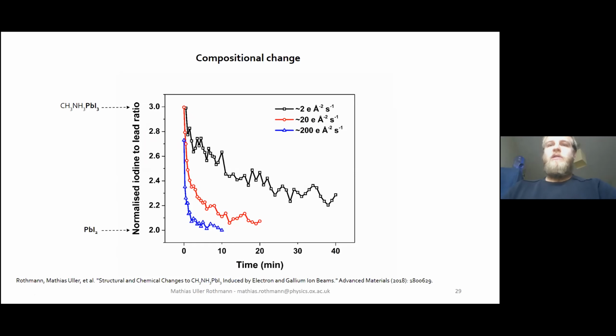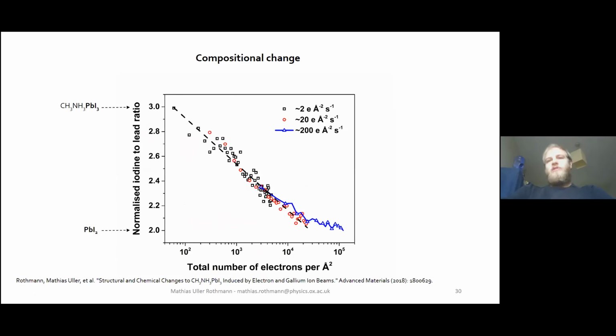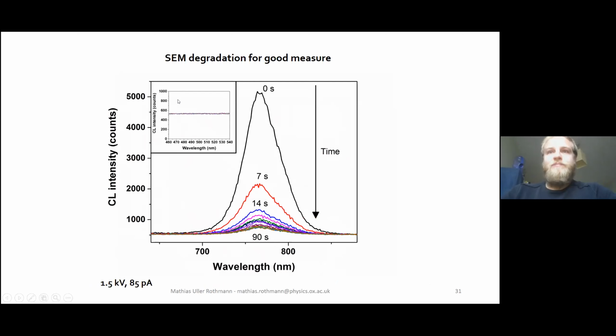We can plot our ratio as a function of total number of electrons, and we can see we get quite a good correlation. So it's almost like the dose rate is irrelevant, it's the total number of electrons. So we need to look down up here to get pristine material, which is a dose budget of less than 100 electrons per square angstrom, which is incredibly low.